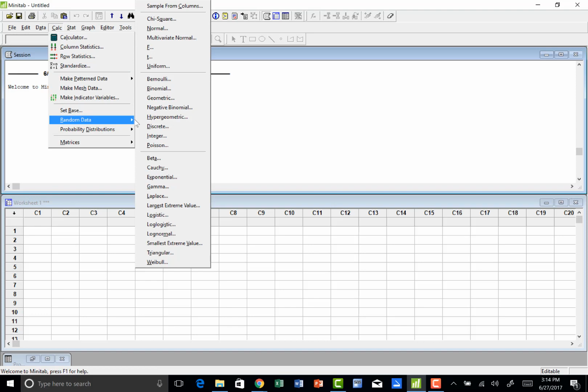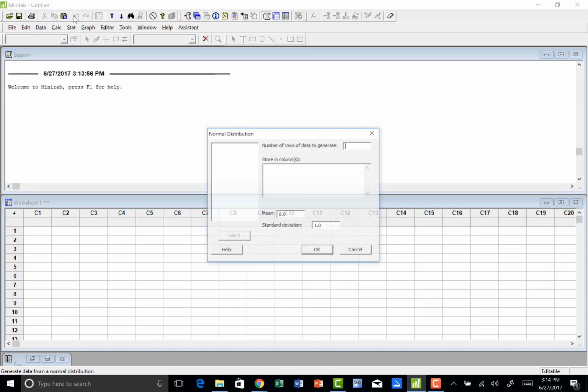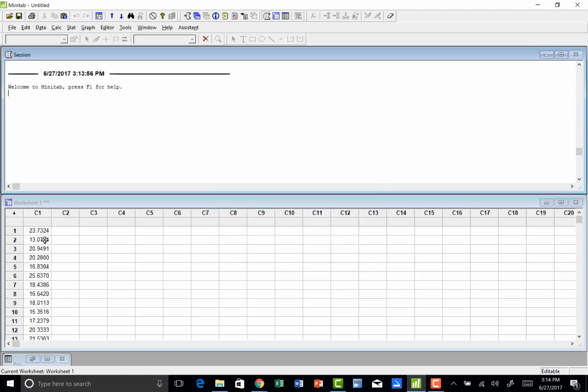I'm going to let Minitab randomly select 1,000 random variables from a normal distribution, and I'm going to store them in column 1, with a mean of 18 and a standard deviation of 3. And we're going to take a look at how the graph of this data looks, data that has a mean of 18, a standard deviation of 3, and is normally distributed.